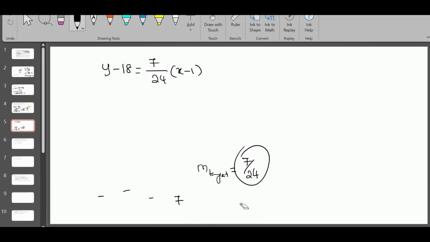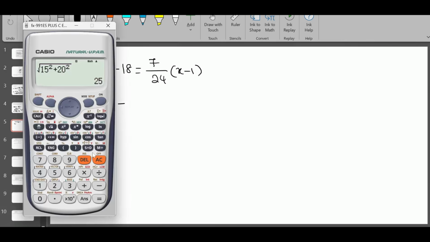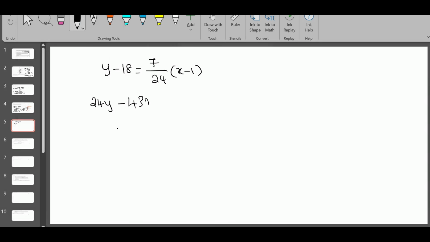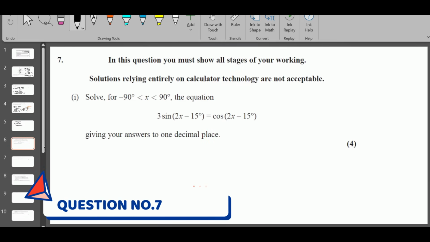They want you to write the equation in the form ax plus by plus c is 0. So get rid of the fraction, multiply through by 24 first. 24y minus 18 times 24, which is 432, equals 7x minus 7. So move everything to this side. 7x minus 24y, minus 7 plus 432 is 425, equals 0. That's all.